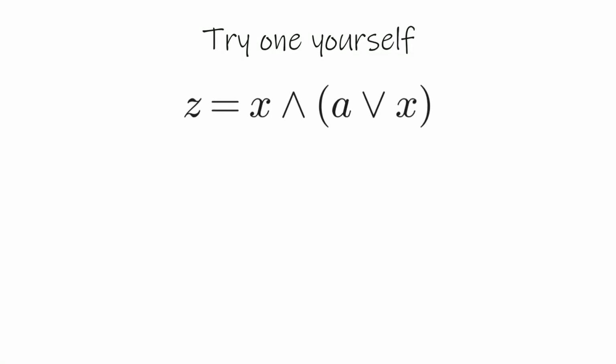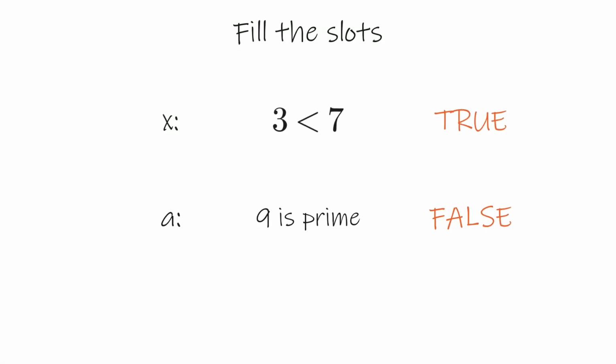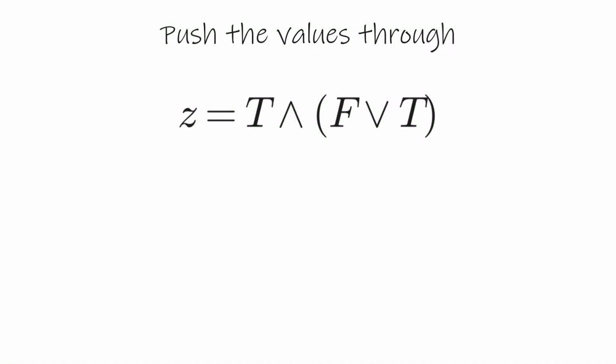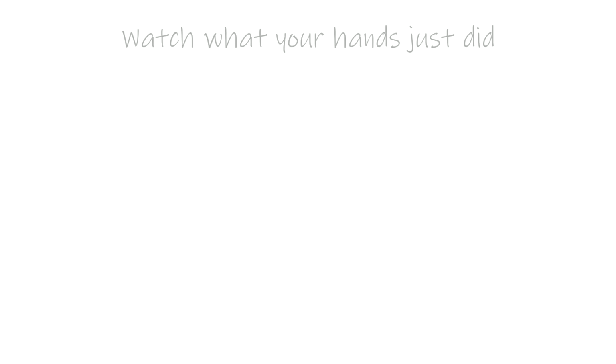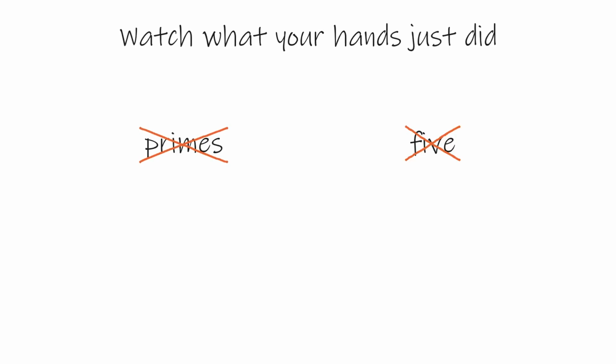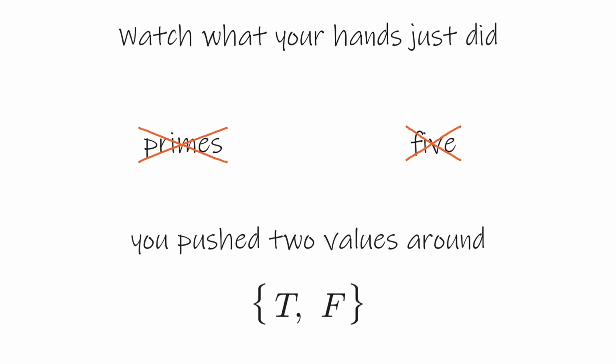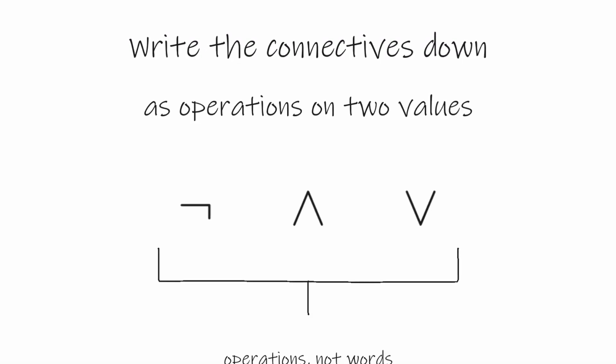Try one yourself. The form is z = x and (a or x). For x, take 3 is less than 7, true. For a, 9 is prime, false. Inside, false or true, so true. Then true and true. So z is true. Now watch what your hands just did. You never thought about primes or 3, you pushed 2 values around. So let's write the connectives down as operations on those 2 values.